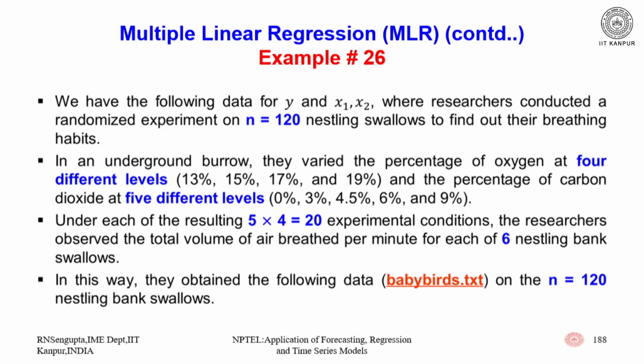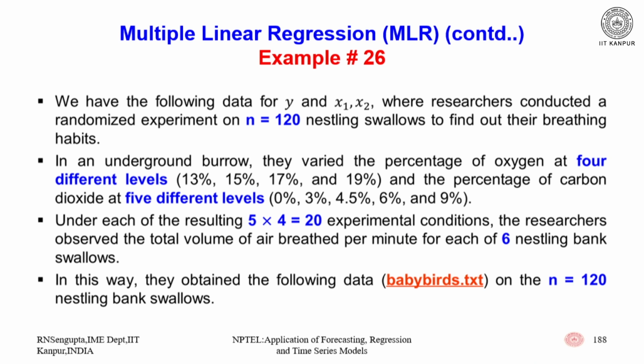So, let me read problem number 26, and the information is available on the website which you can click and find. We have the following data for y and x1, x2, where researchers conducted a randomized experiment on n, the sample size, of 120 nestling swallows, the birds, to find out their breathing habits. In an underground burrow, they varied the percentage of oxygen at 4 different levels, which were 13%, 15%, 17%, 19%, and the percentage of carbon dioxide at 5 different levels.